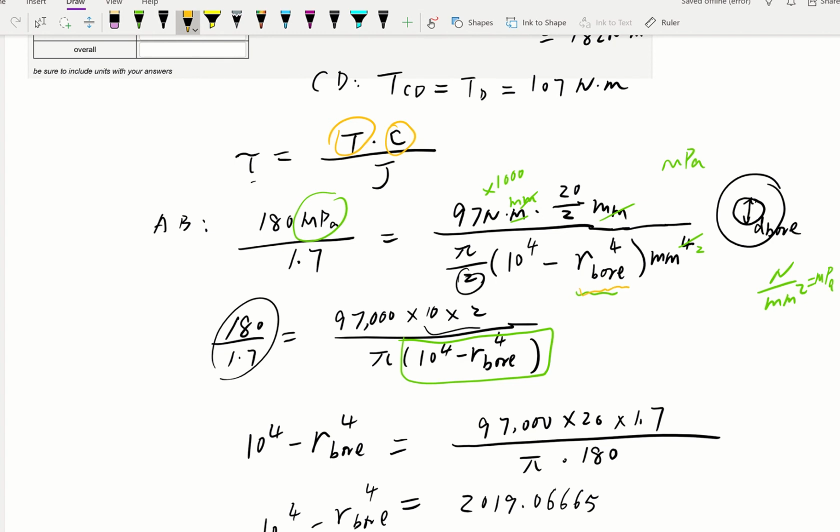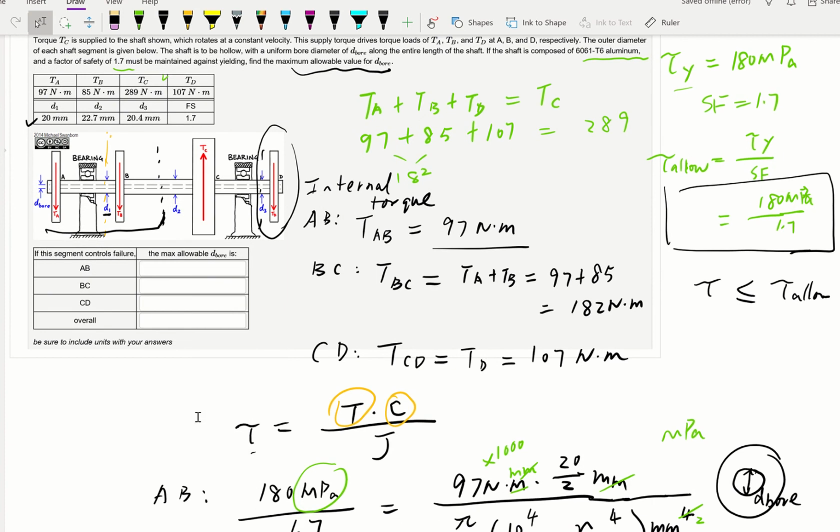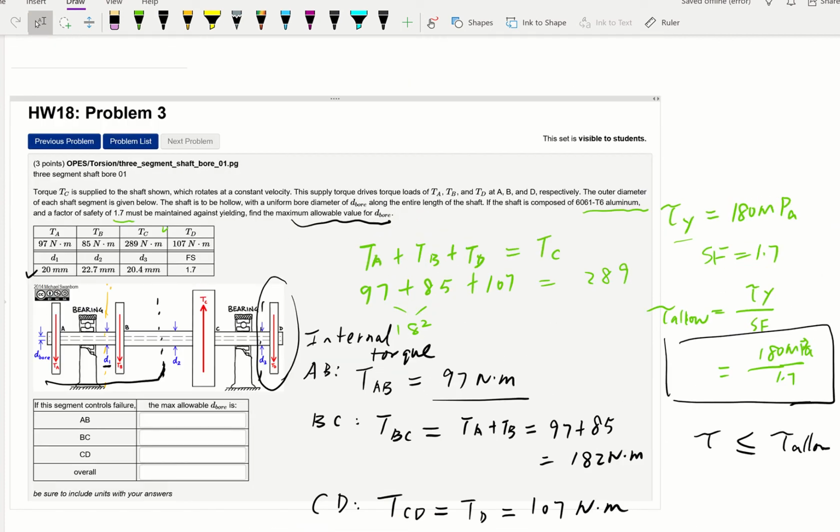But this is what you're solving for in every single section. Once you get three values over here, and they ask what's going to be the maximum allowable value overall, because they want the bore size to be uniformly distributed, that would be the smallest value of all the three. Okay, all right, so that's all for this one, and I'll see you in the next one. Bye now.